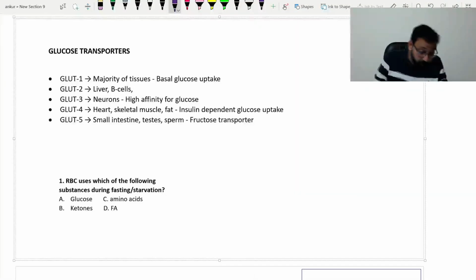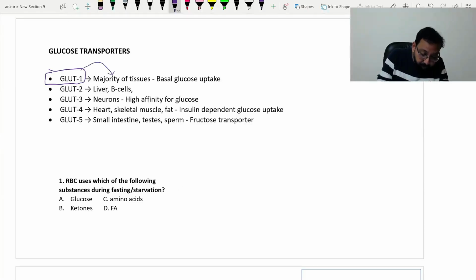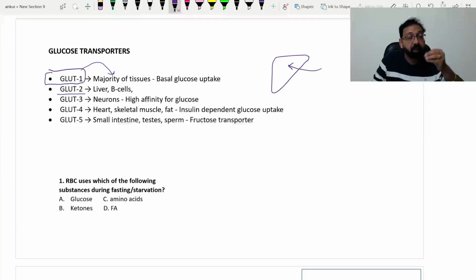Glucose transporters. Glucose transporter 1, or GLUT1, is present in most tissues. Each and every cell of the body utilizes glucose for the production of energy, and we found that glucose transporter 1 is widely distributed. Glucose transporter 2, 2 means two-way communication, is in the liver. When you take food, blood glucose increases, and it is transferred to the liver and converted to glycogen.